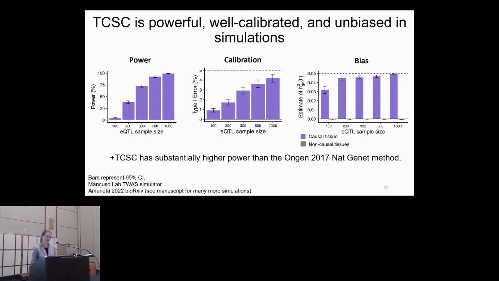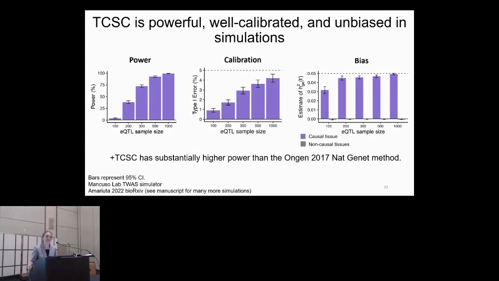We also show that our method has substantially higher power than the RTC Coloc method, which I introduced in one of the earlier slides, from Ongen 2017 Nature Genetics. And again, one of the reasons that we think this is the case is that the RTC Coloc method takes as input genome-wide significant variants. So it's already very dependent on things like the heritability of the trait and the GWAS sample size. But it also relies on the fact that you need tissue-specific eQTLs in order to identify your causal tissue.